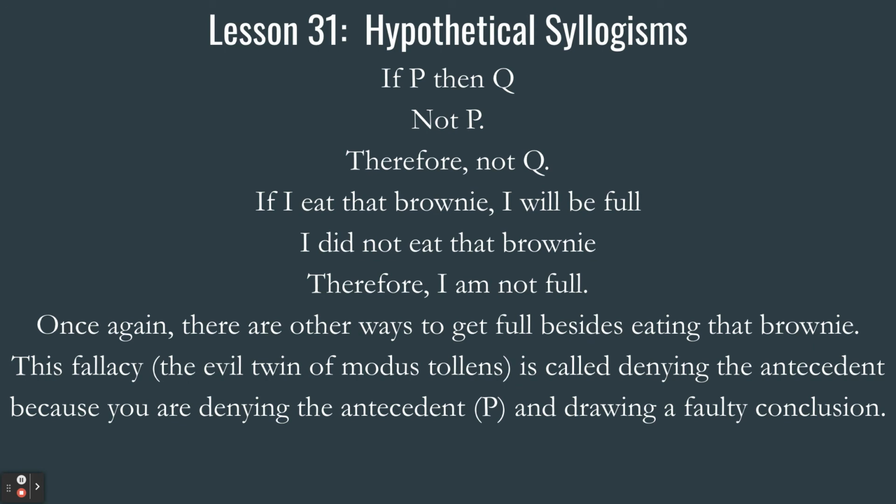So this is called denying the antecedent, okay? The antecedent, remember, is the P. If P, then Q, not P, therefore not Q. It's called denying the antecedent because you are denying the antecedent and drawing a faulty conclusion. So that's it. Those are the only two mixed hypothetical syllogisms. You've got two valid, modus ponens, modus tollens, and you've got two invalid: the good old non sequitur, and then denying the antecedent.